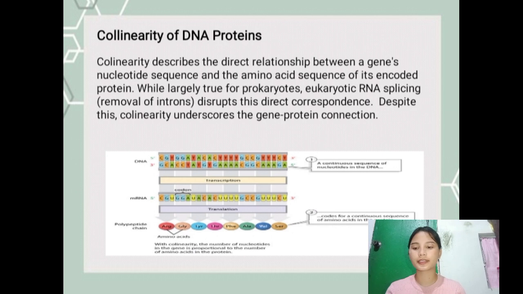The last is the collinearity of DNA and proteins. It describes the direct relationship between a gene's nucleotide sequence and the amino acid sequence of its encoded protein. While largely true for prokaryotes, in eukaryotes RNA splicing, the removal of introns, disrupts this direct correspondence. Despite this, collinearity underlies the gene-protein connection.